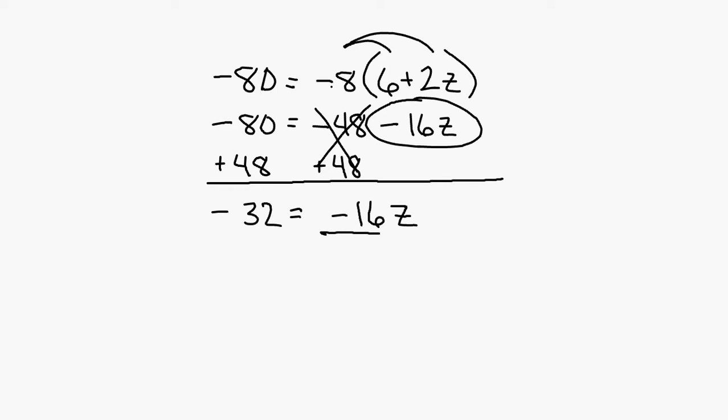And finally, you can divide both sides by negative 16. These will cancel out. Negative 32, or 32 negative, divided by 16 negative. Positive 2 equals z.